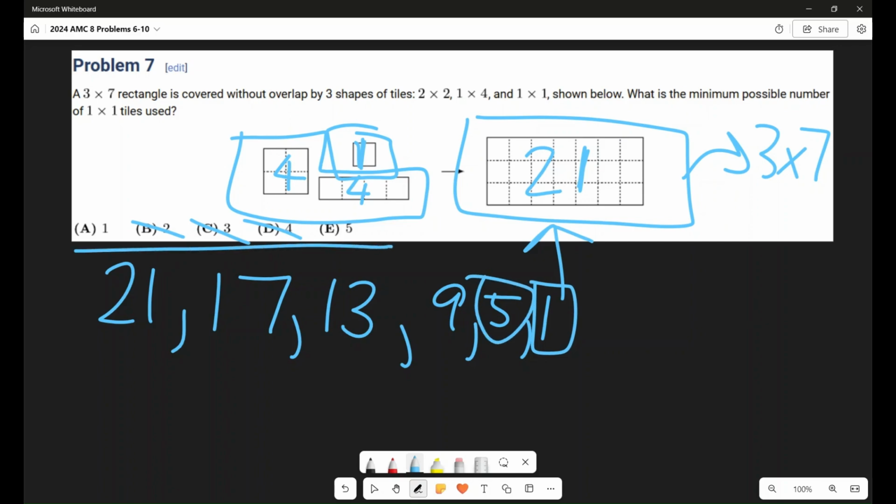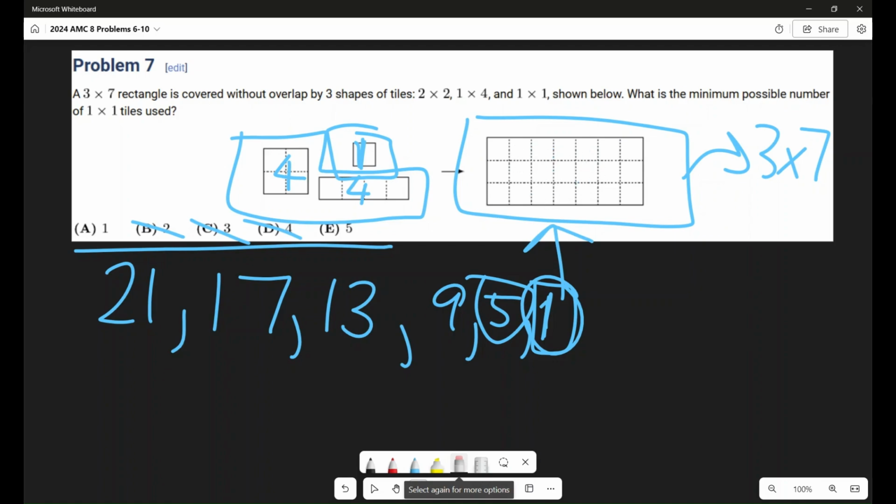So at this point, you're in the test, you want to get this question over with. You could just guess A or E and move on, but it turns out that it's not as difficult as it seems. So you may try to experiment to find if it's possible for one 1 by 1 tile to be used. And you'll notice that it's hard to do that. And that's because it's actually not possible. And we're going to look into why.